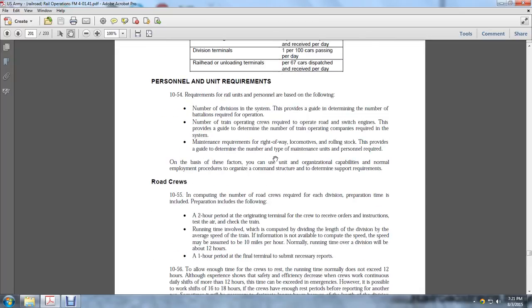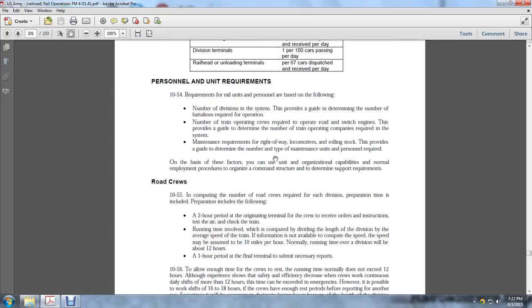Personnel unit requirements. Requirements for the rail unit personnel are based on the following: the number of divisions of the system provided by the guide, determining the number of battalions required for the operation; the number of train operation crews required for operating road and switch engines, determining the number of train operating companies required in the system.